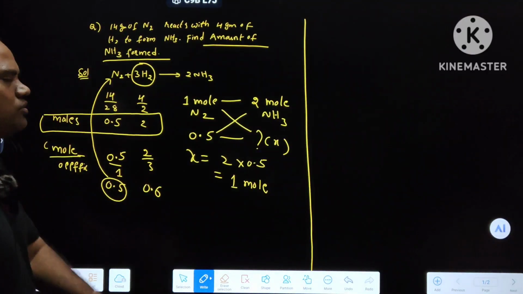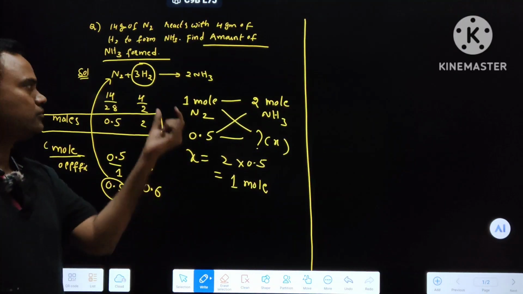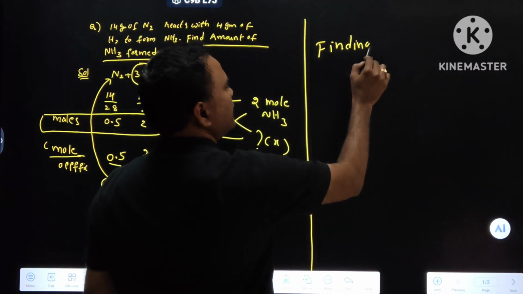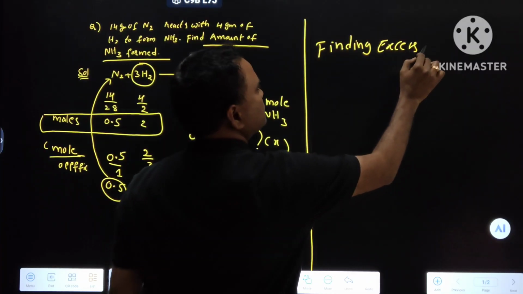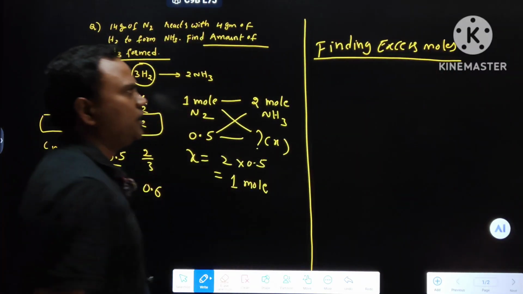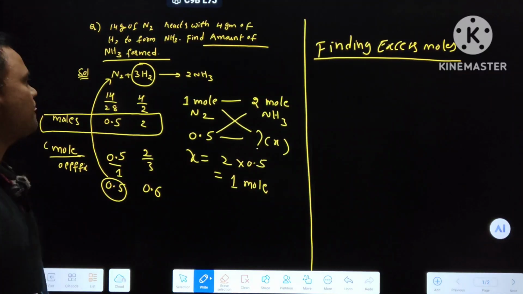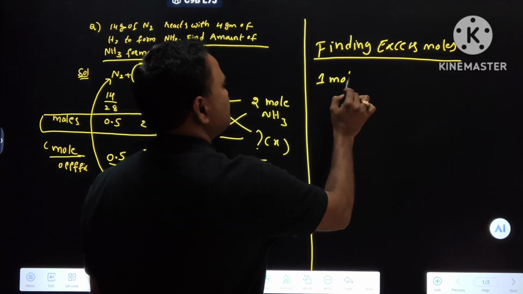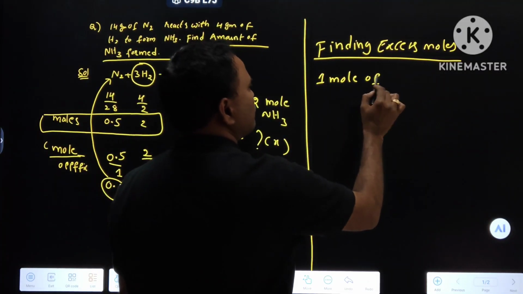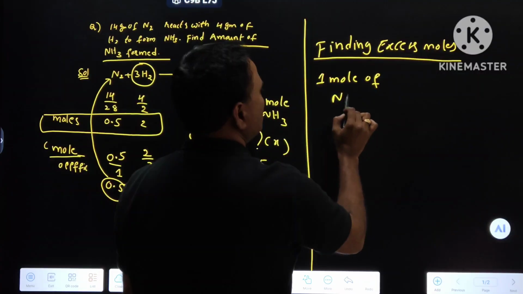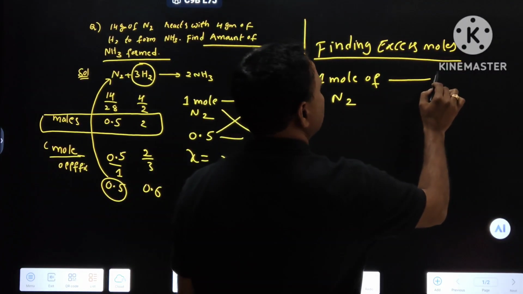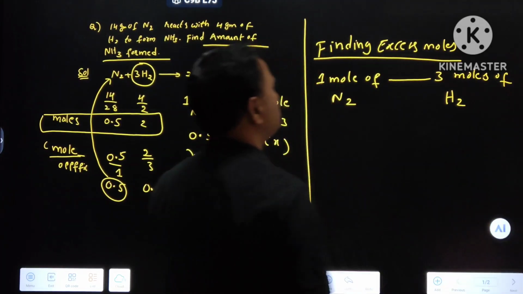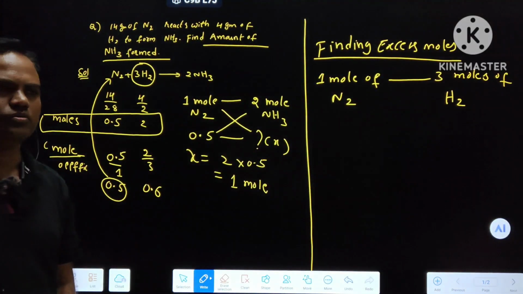For 1 mole of nitrogen, how many moles of hydrogen are required? 3 moles are required, right? See the heading: finding excess moles, or moles of excess reagent. Coming back to the main equation, according to the standard equation, 1 mole of N2 is utilized by 3 moles of H2. Clear?